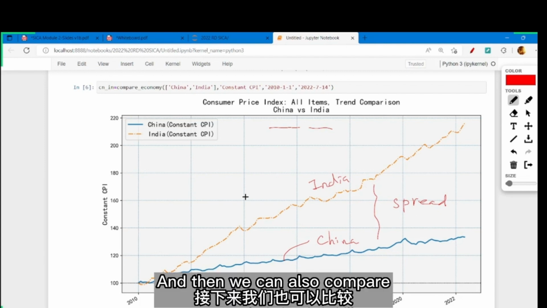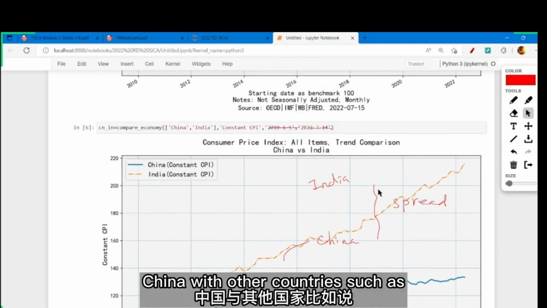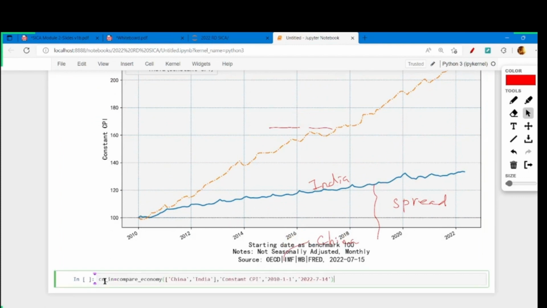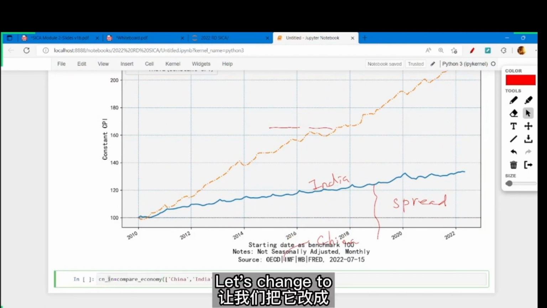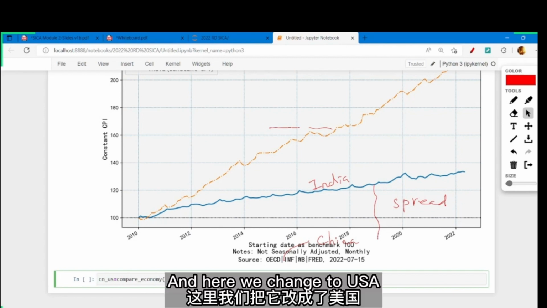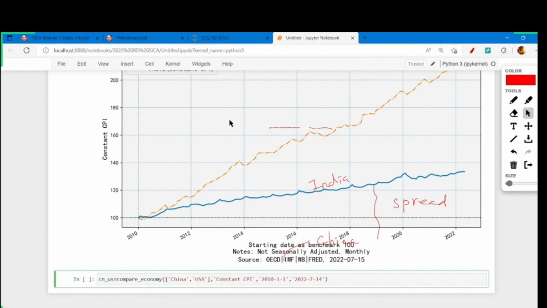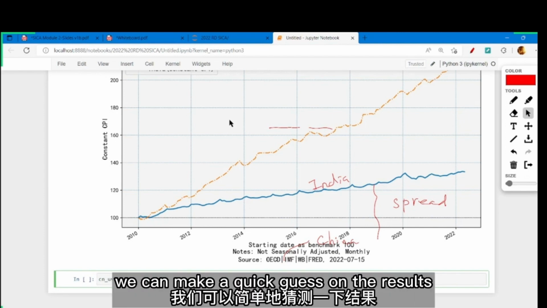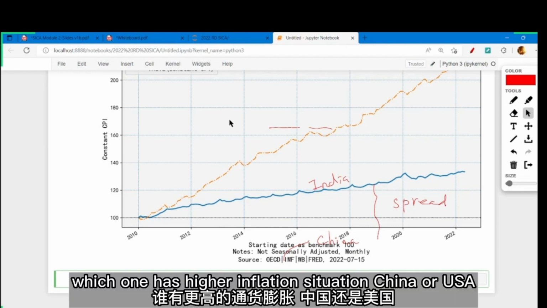And then we can also compare China with other countries, such as the USA. Here, let's change to US. And here we change to USA. So before we have the results, we can make a quick guess. Which one has higher inflation, China or the USA?